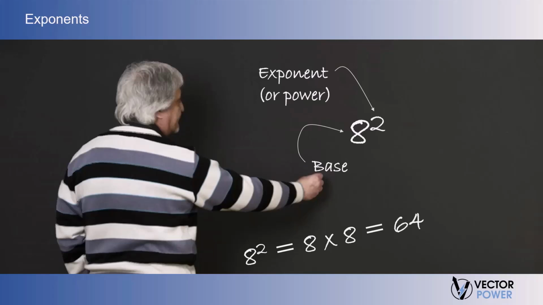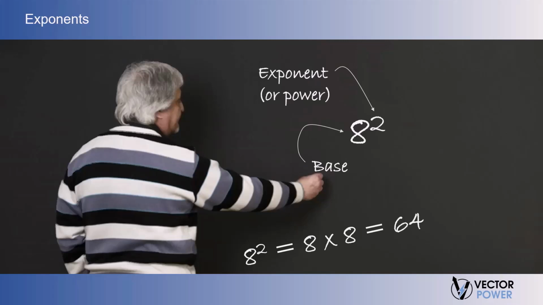All right, now let's talk about exponents. What is an exponent? The exponent of a number says how many times to use the number in a multiplication. In 8 to the power of 2, the 2 says to use 8 twice in a multiplication. So 8 to the power of 2, or 8 squared, is equal to 8 times 8, or 64.